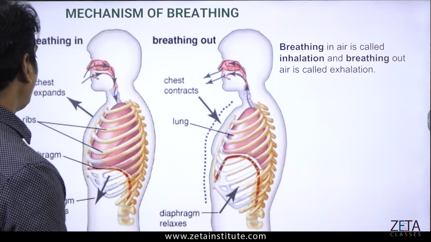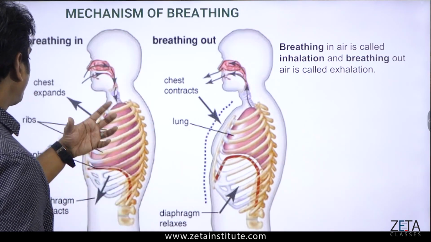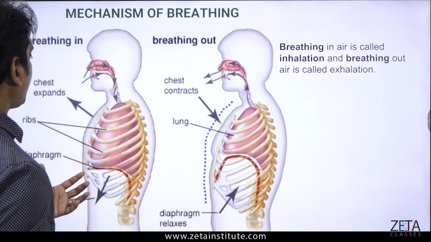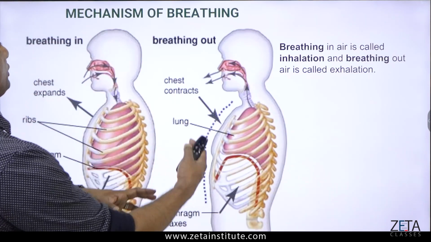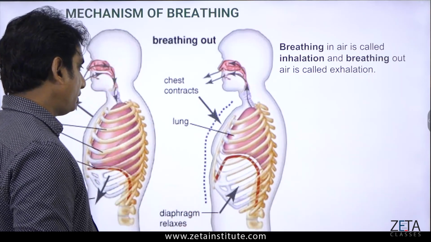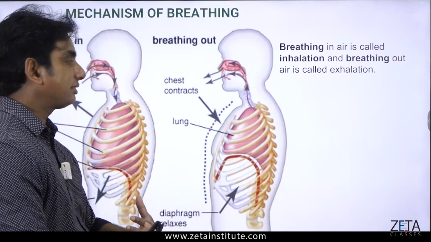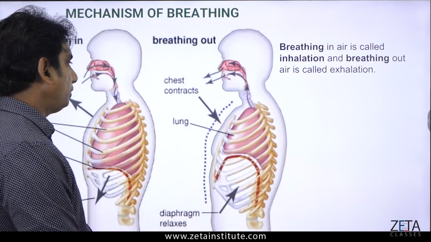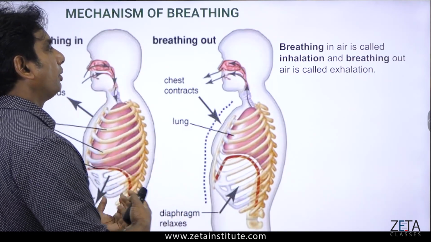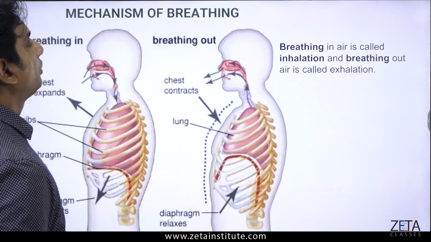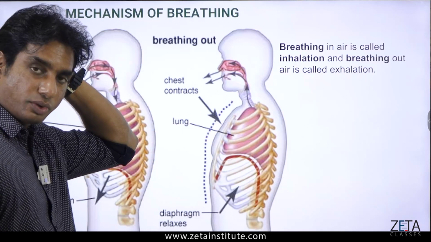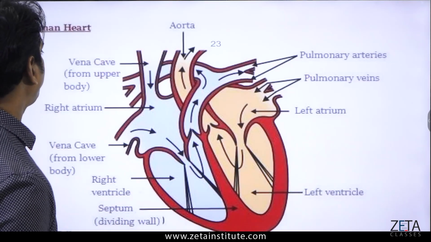Now, breathing in and breathing out. When breathing in, the chest expands, ribs are pulled up, the diaphragm is pulled down, they contract and air moves in. In expiration, or breathing out or exhaling, the diaphragm returns to the original position, chest volume decreases, ribs are brought down, and then air moves out. So exhaling and inhaling are different mechanisms. Breathing in air is called inhalation and breathing out is called exhalation, also called inspiration and expiration.